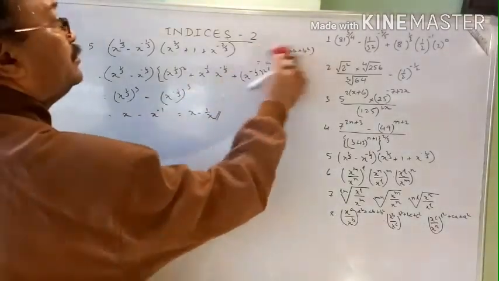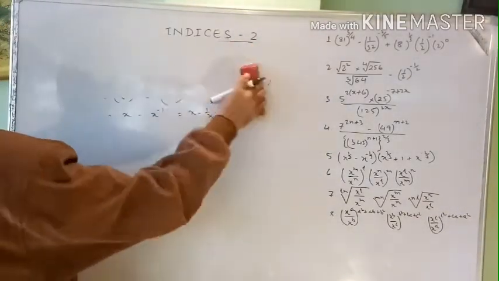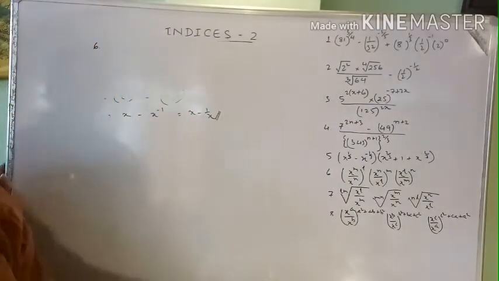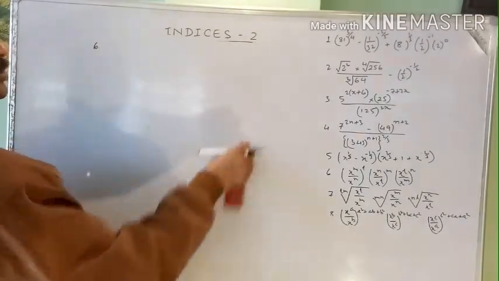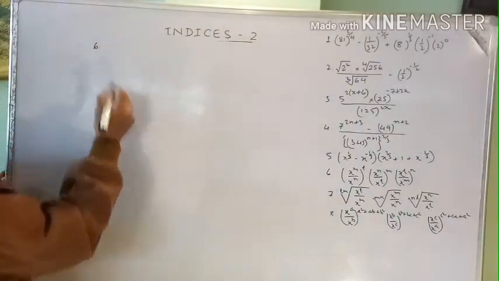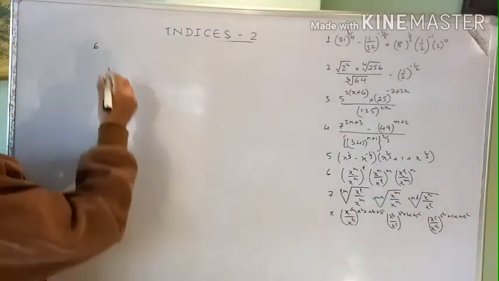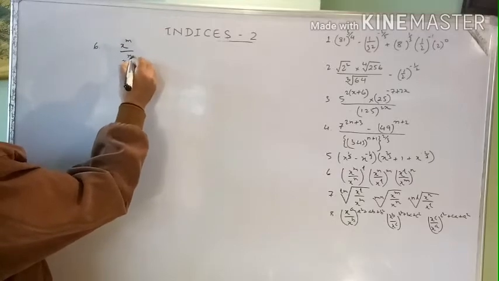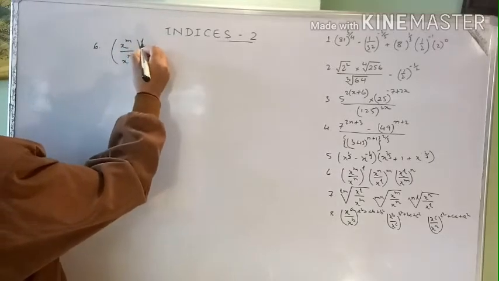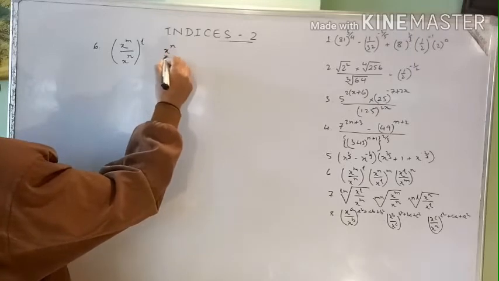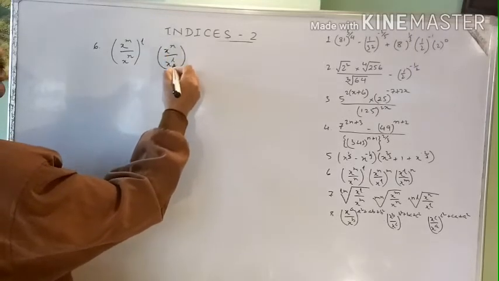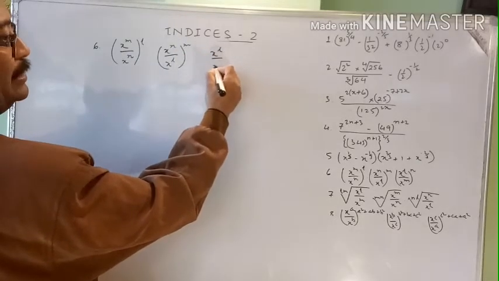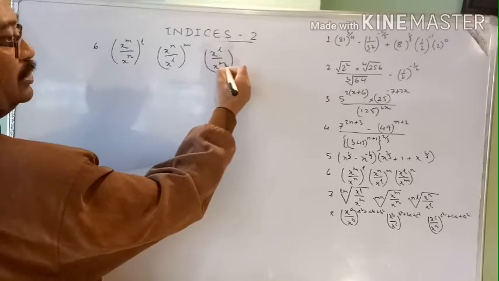Now next question, question number 6. So these are important types of questions, 6, 7, 8. x to the power m by x to the power n, whole to the power l, into x to the power n by x to the power l, whole to the power m, into x to the power l by x to the power m, whole to the power n.